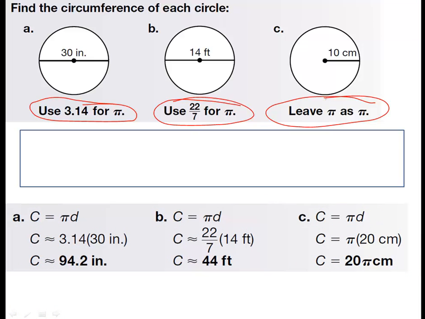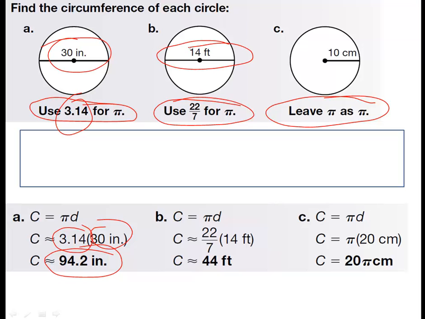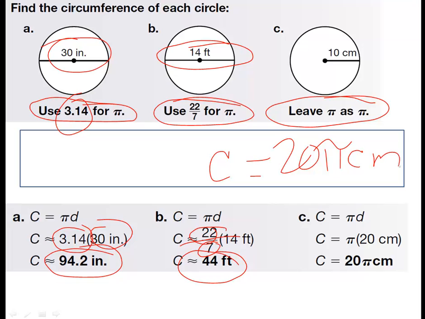All right, in the first one, you should have taken 30, that's your diameter, and you're going to multiply it by the 3.14, just like it told you, and you should have gotten an answer of 94.2. In the second one, you would have taken your diameter again. It gave you the diameter again of 14, but this time you're going to multiply it by 22 and divide it by 7, and you would have gotten 44 feet. And on C, all you had to do is take your radius here, double it to get your diameter to know it was 20, and then write 20 times pi equals circumference. So throw in your units, centimeters.